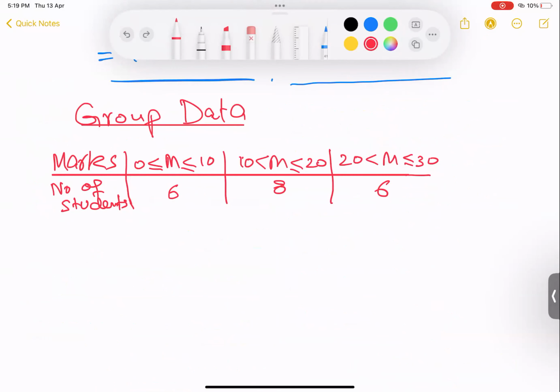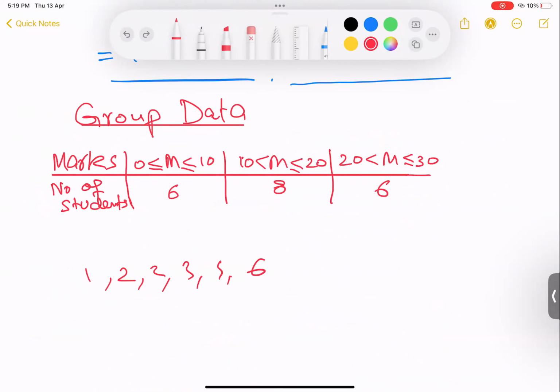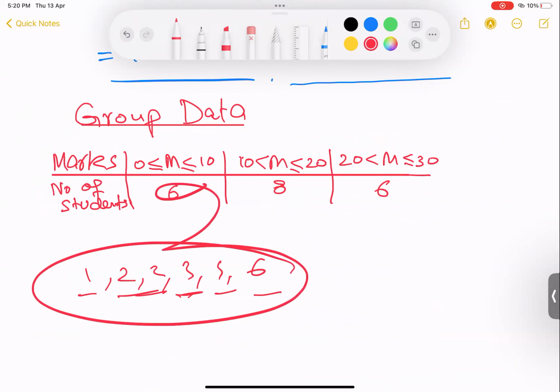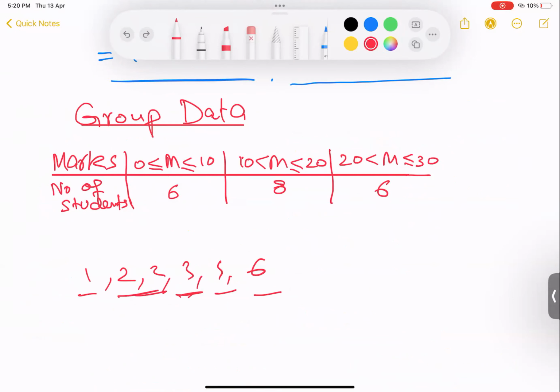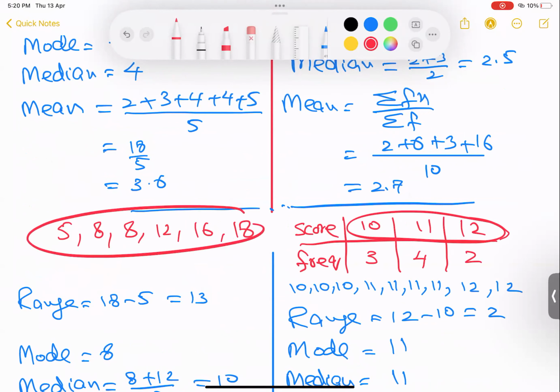For example, 6 students got 1, 2, 2, 3, 4, 6. These 6 students scored, and I wrote 6 for them. One student got 1, 2 students got 2, one student got 3, one student got 4, one student got 6. But altogether, I wrote 6 for them. So the original data is lost. In this way, the original data is not lost. It still exists there.